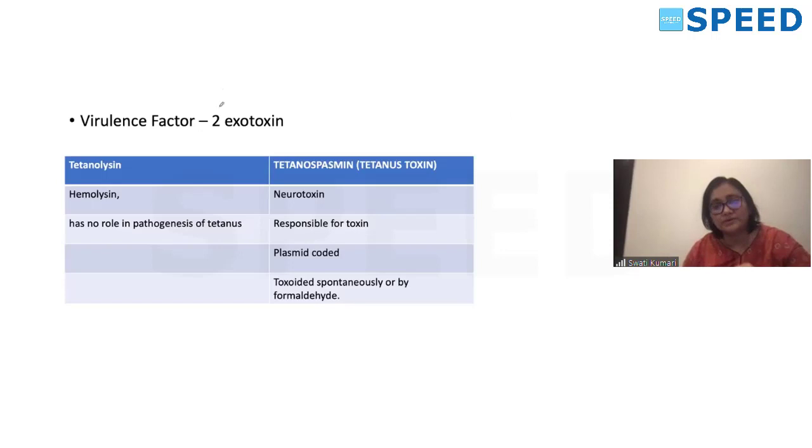It has two exotoxins, okay? One is tetanolysin and another is tetanospasmin, which we call tetanus toxin. Tetanolysin has hemolytic property, but no role in the pathogenesis of tetanus. Tetanospasmin is the more important virulence factor of Clostridium tetani, responsible for neurotoxic activity. It is plasmid coded, and it can be converted to toxoid, which we use for vaccine preparation, spontaneously or by use of formaldehyde. We know what a toxoid is.